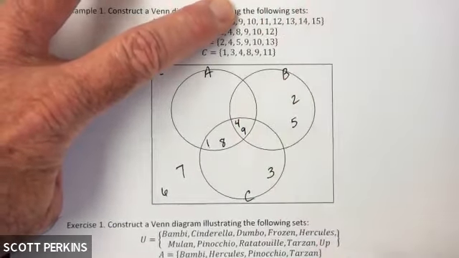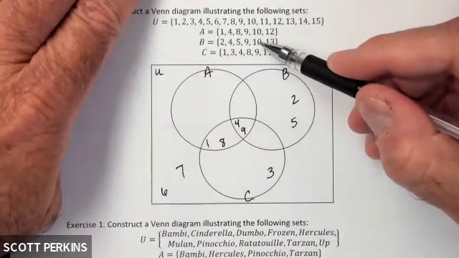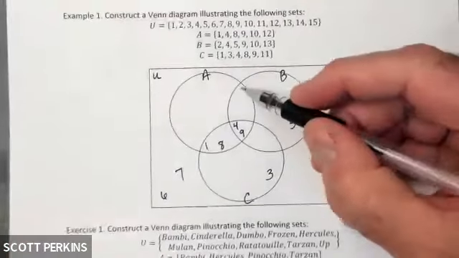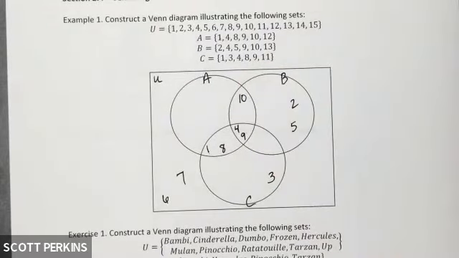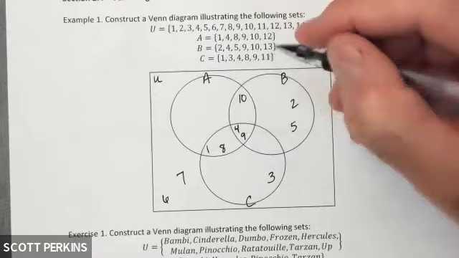9 is in all 3. 10 is in A and B, but not in C. So here's where A and B overlap. I'm going to put the number 10 right here. 11 is only in C.